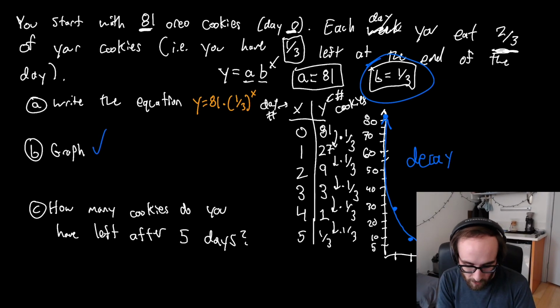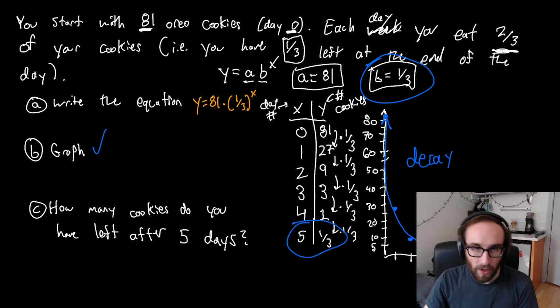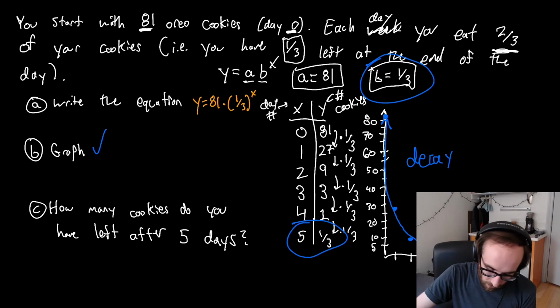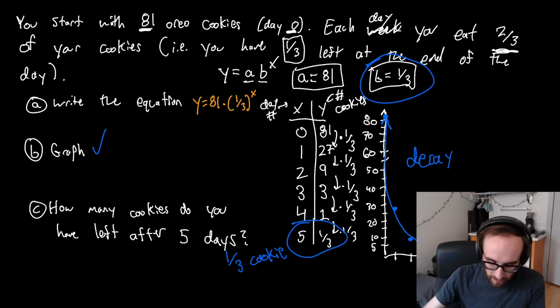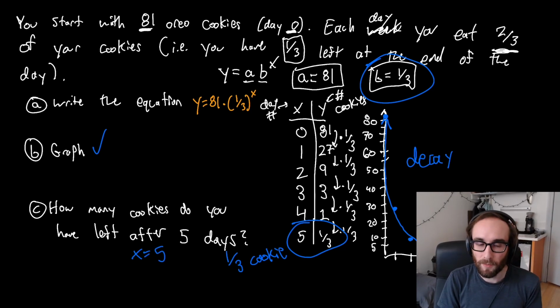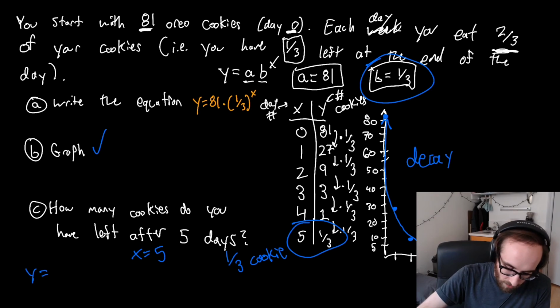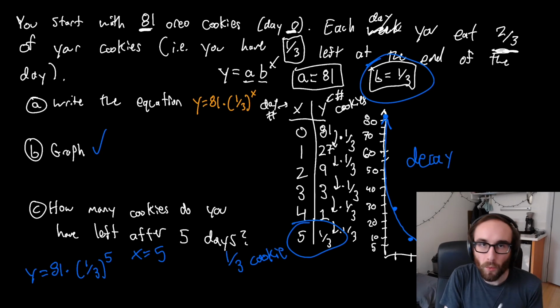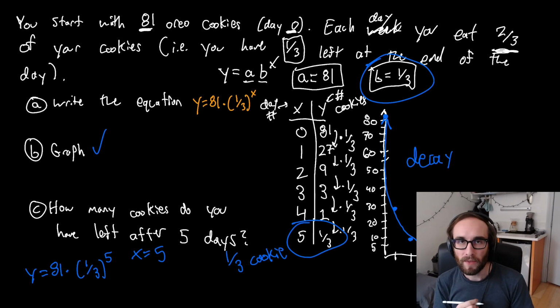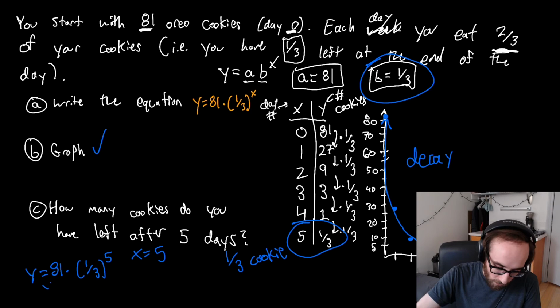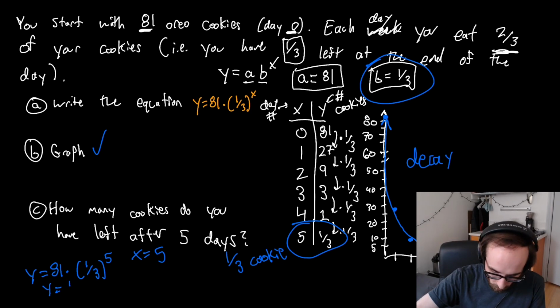Finally, we're being asked how many cookies we have left after 5 days. One way to find this is to just look at our table if we filled it out that far, so we can see that we have 1/3 of a cookie. Another way is to plug 5 in for x in our equation: y equals 81 times 1/3 to the 5th. So we could take 1/3 in parentheses, raise it to the 5th power, and then multiply that by 81. If we do those calculations, we end up with 1/3 of a cookie left over.